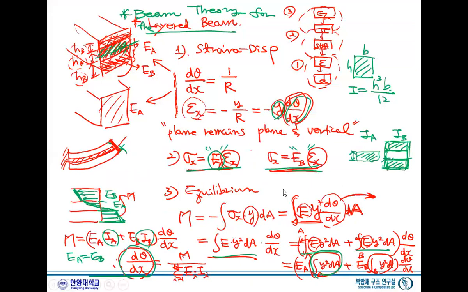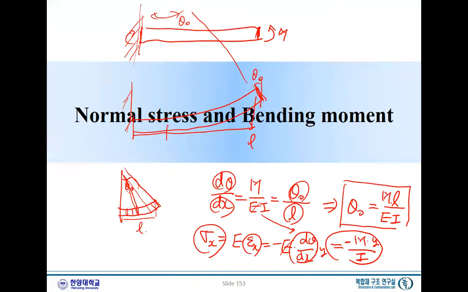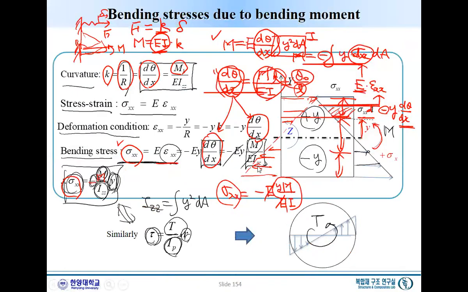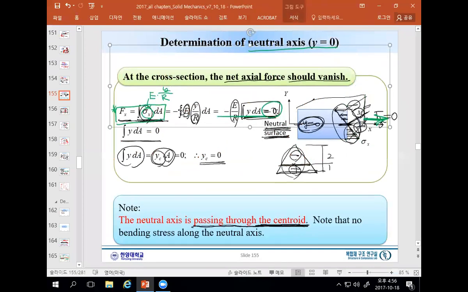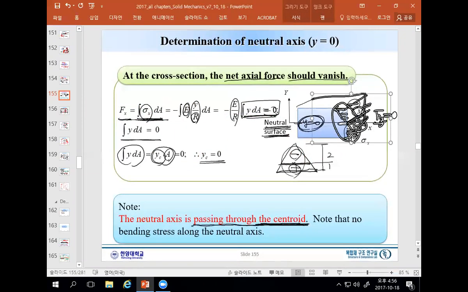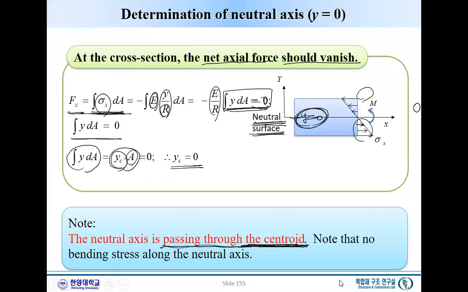Okay. Well, very important question. This question is, how do we decide y equals 0? Okay. How do we decide y equals 0? Actually, this slide is all about that. Okay. So now, how do we decide y equals 0 positions?